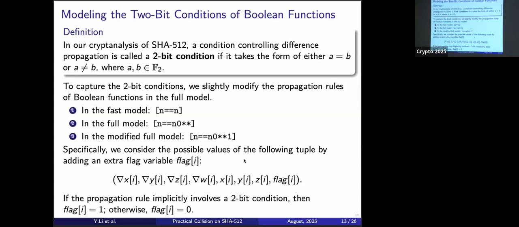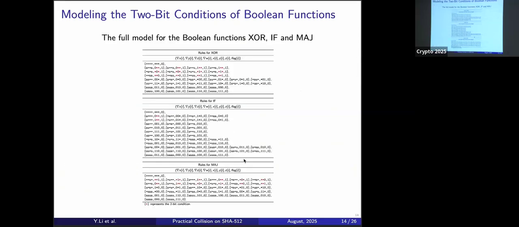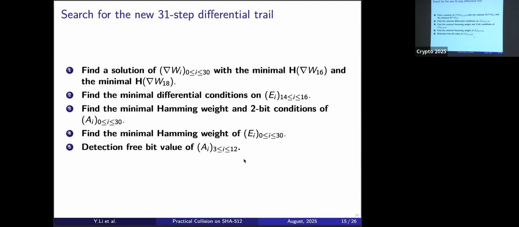If the propagation rule implicitly contains two-bit conditions, the flag is set to 1, otherwise the flag is set to 0. And we can give the full model for the Boolean functions XOR, IF, and MAJ. And next, we have provided the new propagation rules for all three Boolean functions.